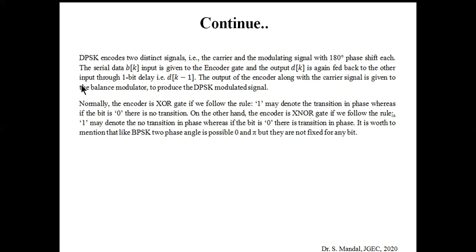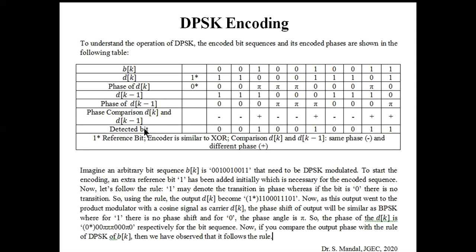And moreover, it is worth mentioning that, like BPSK, the phases of 0 and 1 are not fixed. They can take both 0 and pi, but depending on the previous bit. Okay. So here, this one is an example of the DPSK encoding technique. Okay, and it will help you to understand DPSK with more clarity. So consider for this scenario the rule that 1 denotes the change in phase and 0 denotes no change in phase. Okay, so we'll follow this conventional rule throughout this presentation, or throughout the class.